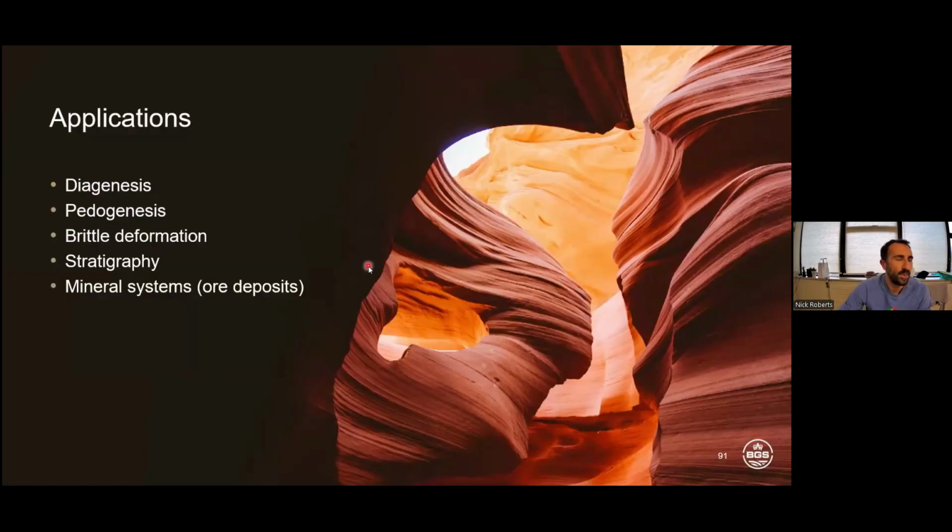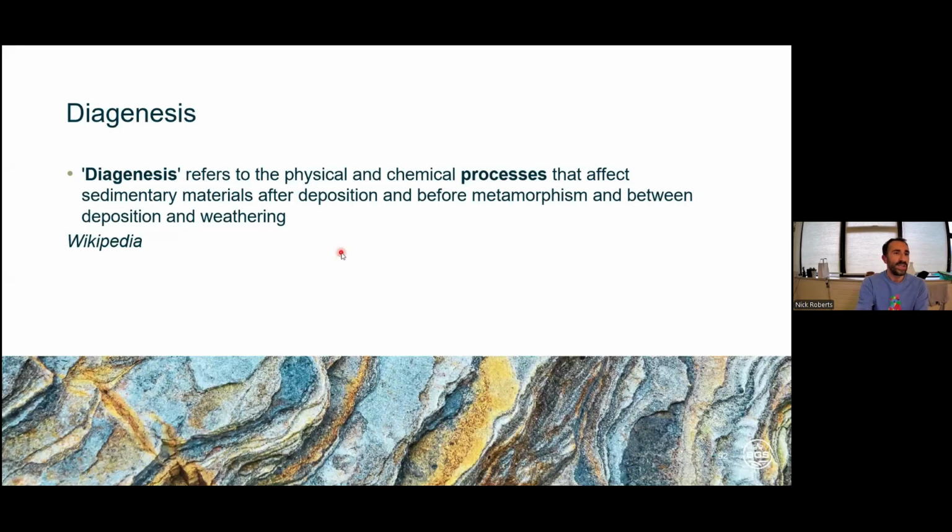So I want to finish up by going through a range of the applications of this method, and give you a flavour of the literature. The diagenesis, being some of the high temperature background, I prefer to use Wikipedia for understanding some of these things. So diagenesis, what does Wikipedia say? Refers to the physical and chemical processes that affect sedimentary materials after deposition or during their forming.